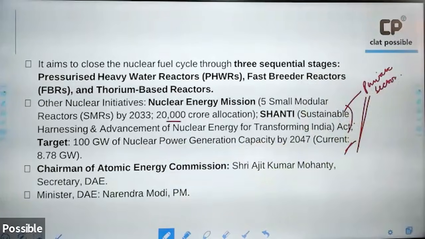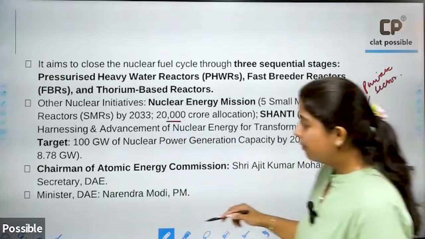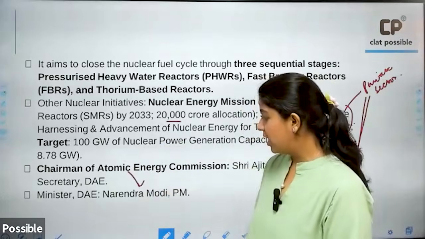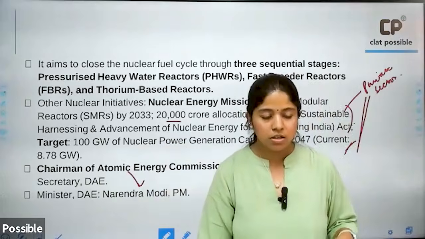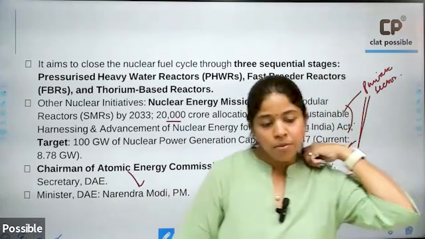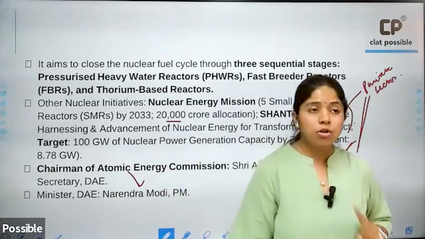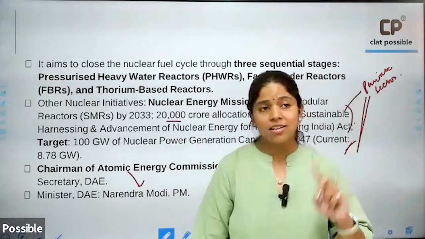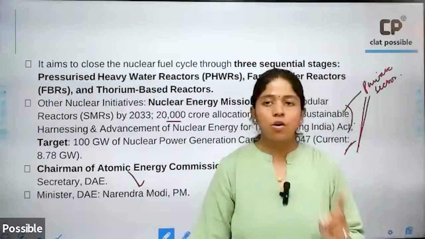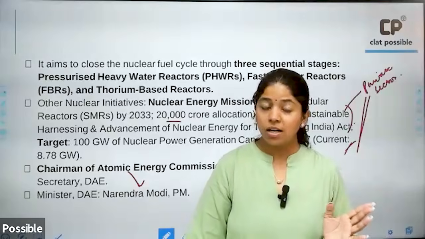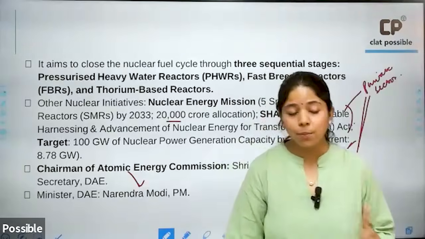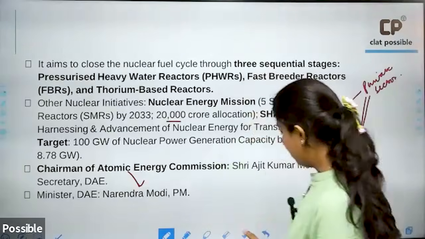Presently, the chairman of Atomic Energy Commission is Shri Ajit Kumar Mohanty, and the Atomic Energy Commission and Department of Atomic Energy works directly under the Prime Minister. Presently it is Prime Minister Modi. Also, do remember that it does not work under any ministry. There is no nuclear energy ministry. There is no atomic energy ministry. It is only a department which works directly under the Prime Minister.